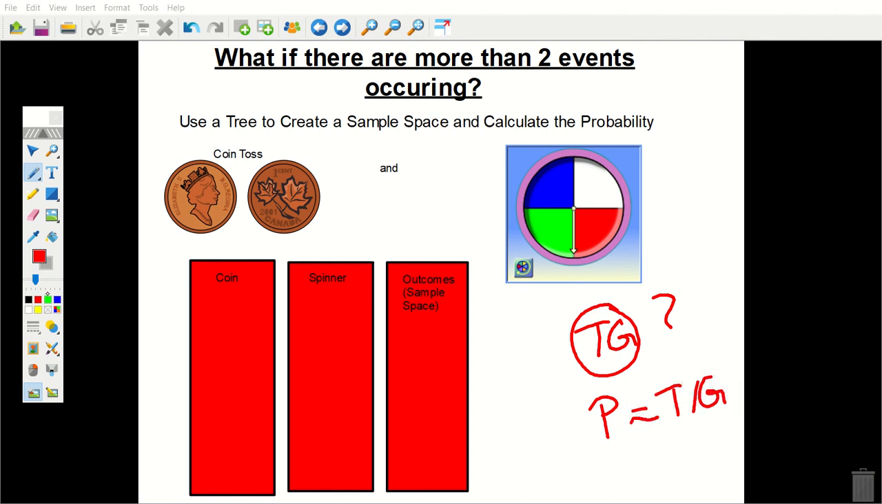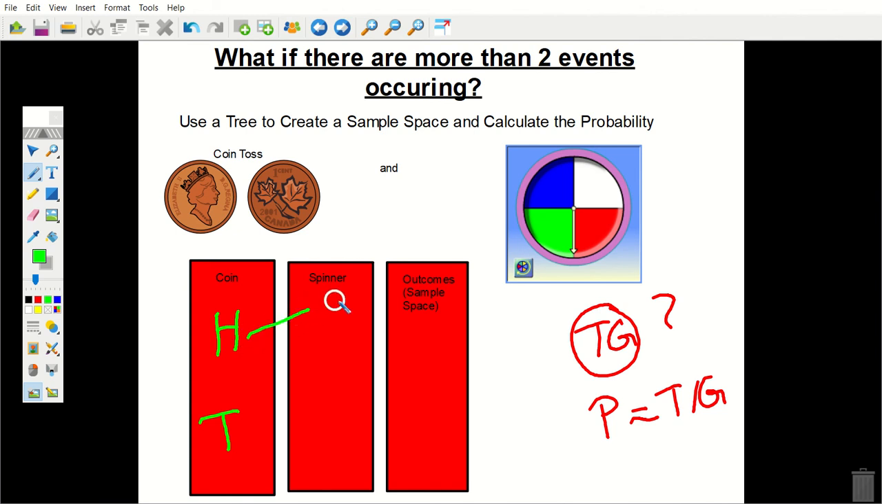Well, we have to calculate that in our sample space. So it's quite easy. We can flip the coin. What are the total outcomes of the coin? There is a heads you could flip or a tails you could flip. Excellent. Now, if we flip a heads, what are the total outcomes in the spinner?